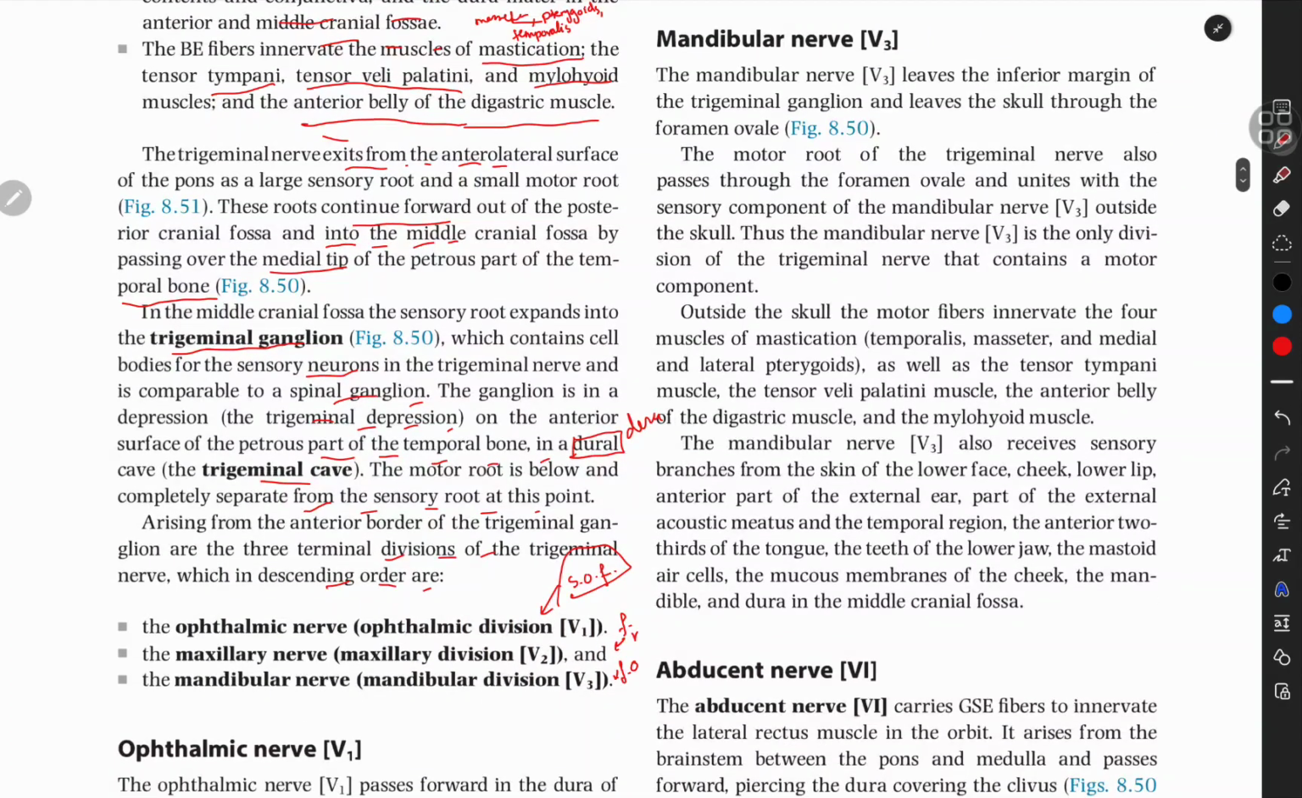The mandibular nerve leaves the inferior margin of the trigeminal ganglion, leaves the skull through the foramen ovale. The motor root of the trigeminal nerve also passes through the foramen ovale and unites with the sensory component of the mandibular nerve. Oh, okay. So the mandibular nerve is mixed, but the other two are both sensory.